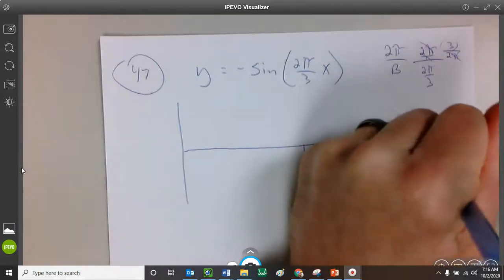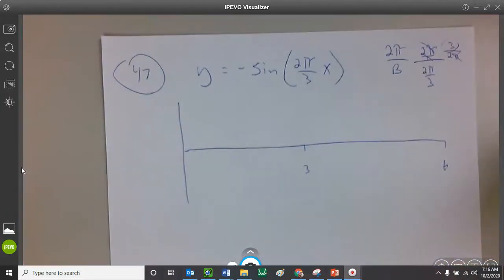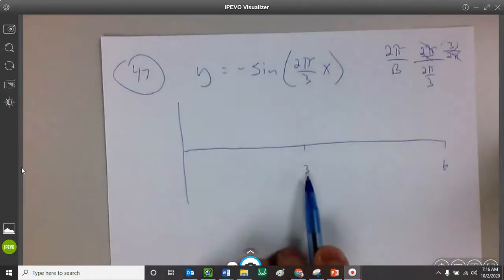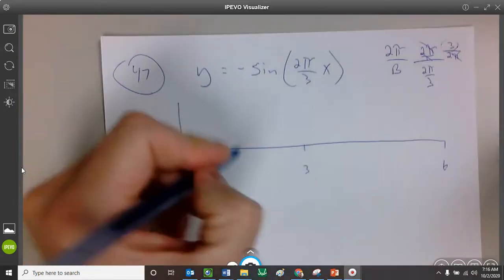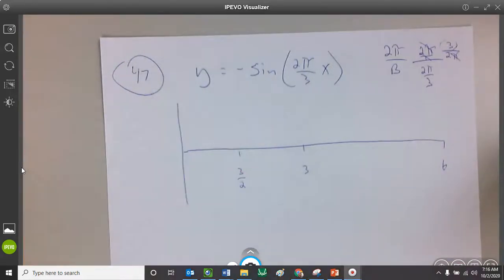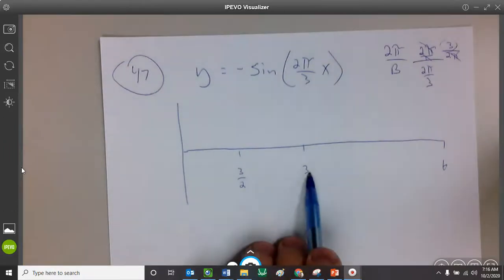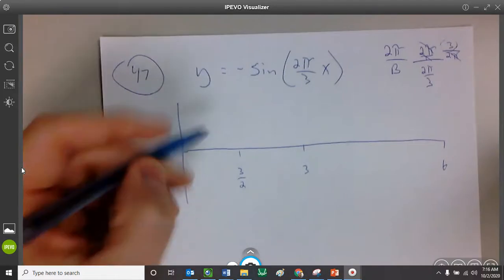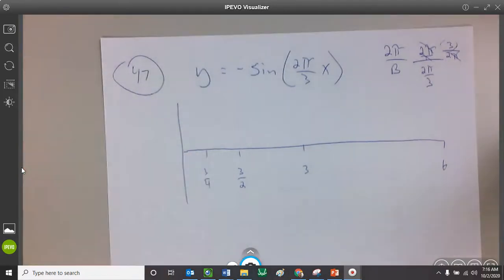2 periods would be 6. All right, it wanted me to graph 2 periods. Now the half of that game. Half of 3, I'm going to call 3 halves. Yes, you can do decimals if you so desire. I just find it easier to work with fractions. Half of 3, 3 halves. Half of 3 halves, 3 fourths.